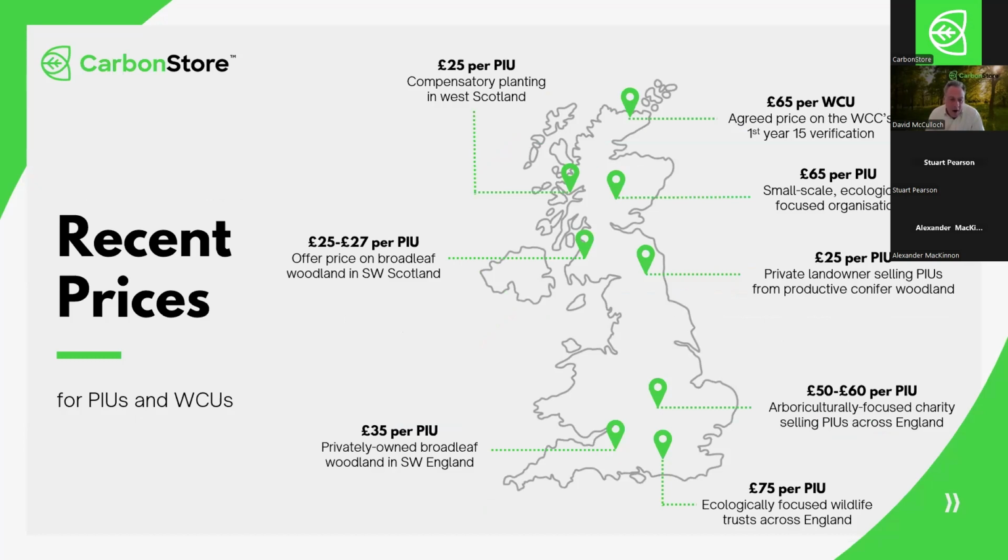The map on slide 5 illustrates prices for PIUs, which range from £25 up to £75, depending on the characteristics of the underlying woodland. Projects in the higher price bracket generally have 3 similarities. They are owned and managed by charities or other third sector organizations. So the underlying woodlands are more likely to be generating widespread social benefits. For example, public access is often welcomed and educational resources are often provided.